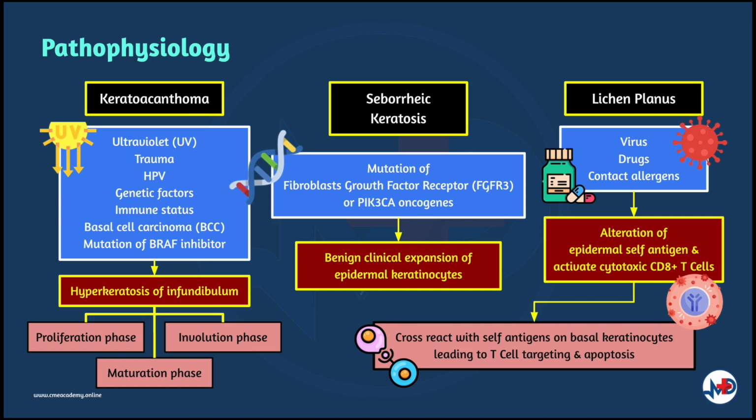Seborrheic keratosis is due to mutation of fibroblast growth factor receptors as well as the PIK3CA oncogenes. It leads to benign clonal expansion of epidermal keratinocytes. Lastly, lichen planus. This condition is associated with a virus, drug, and contact allergen which causes alteration of epidermal cell antigen and activation of cytotoxic CD8 T cells. These altered self-antigens cross-react with normal self-antigens found on basal keratinocytes, leading to T cell targeting and apoptosis.